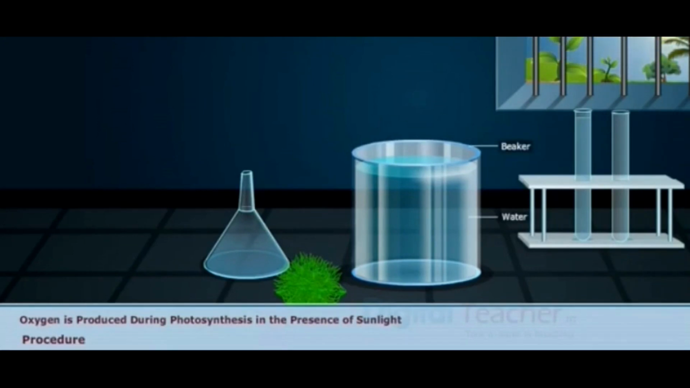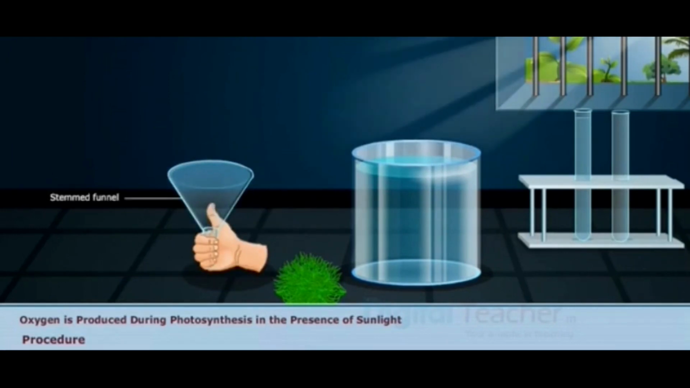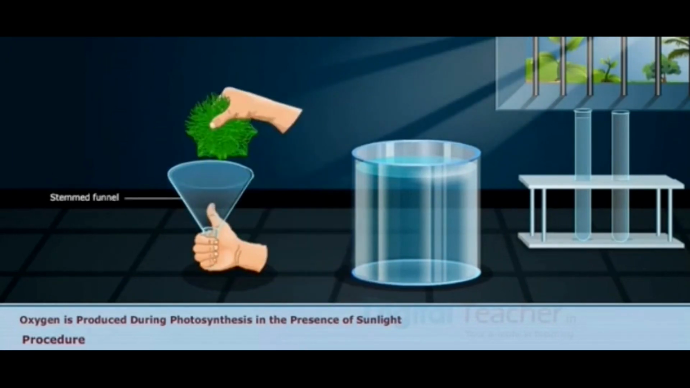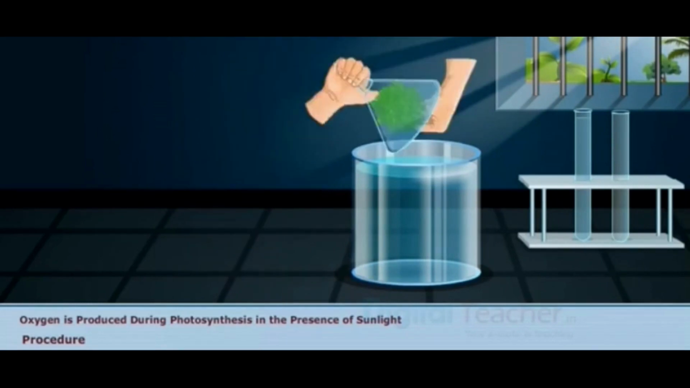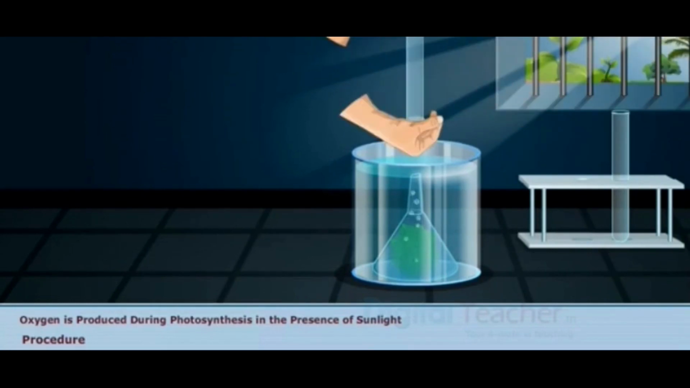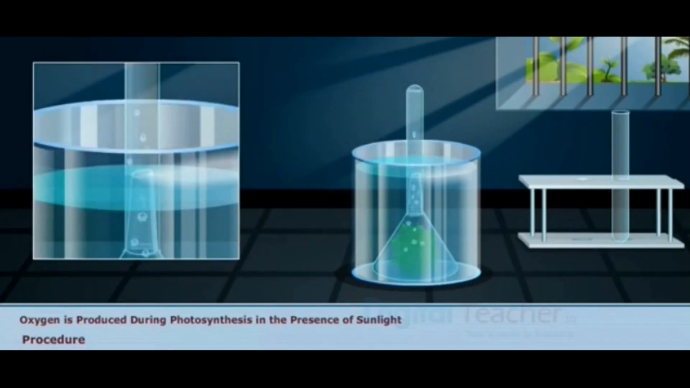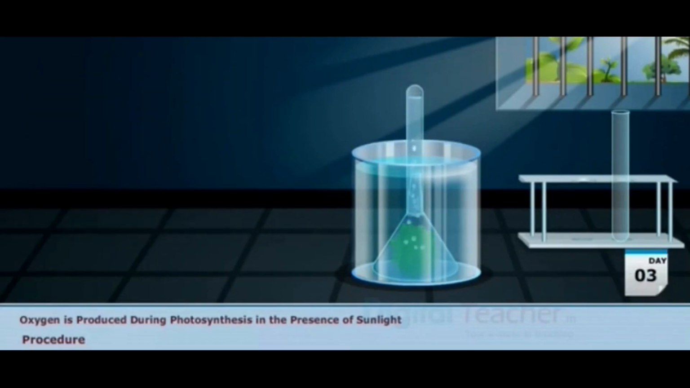Take a beaker and fill it with pond water. Place a water plant like hydrilla or elodea inside the beaker and cover it with a short-stemmed funnel. Take a test tube and invert it over the stem of the funnel. Ensure that the level of water in the beaker is above the level of the end of the inverted funnel. Place the entire assembly in the sunlight for at least 3 days.